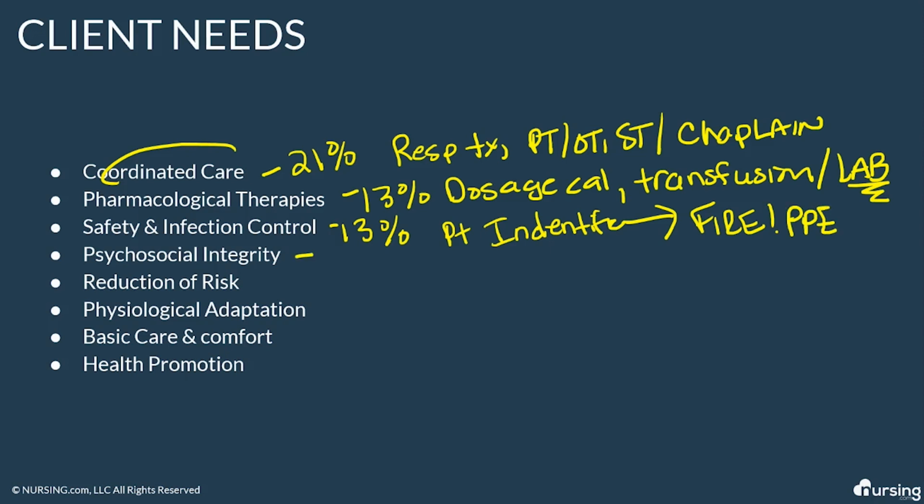Physiological integrity, this is 12%. This is going to be the well-being of your patient's family, all the way to maybe something like identifying a patient that has a substance abuse disorder.